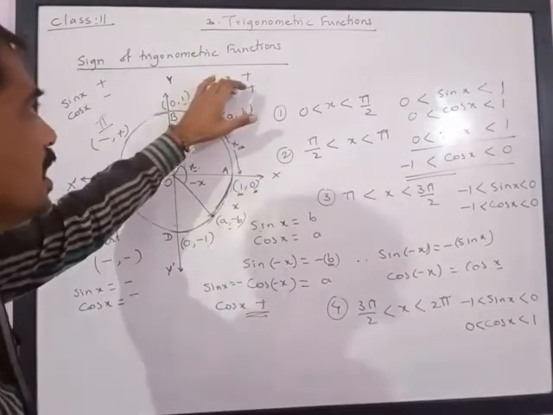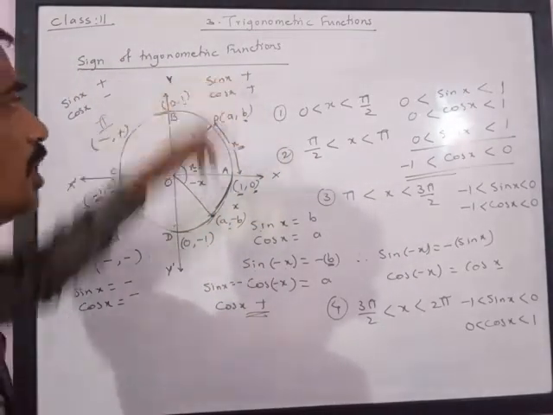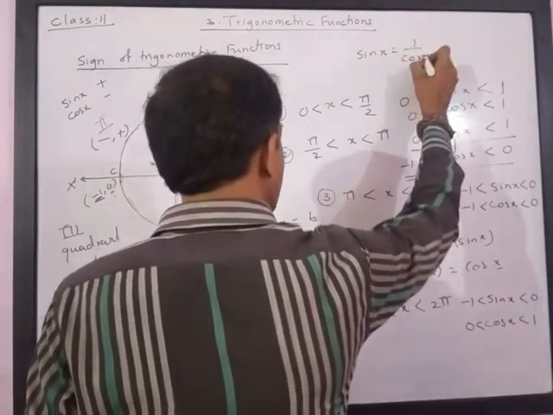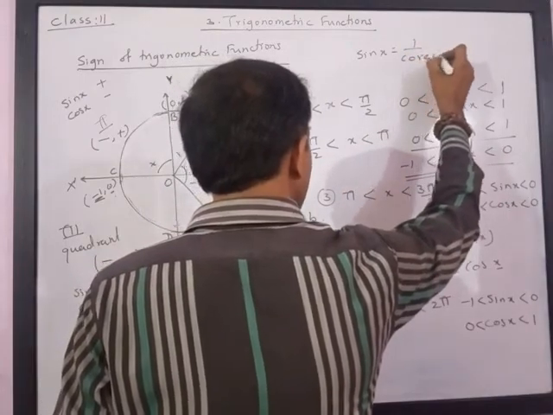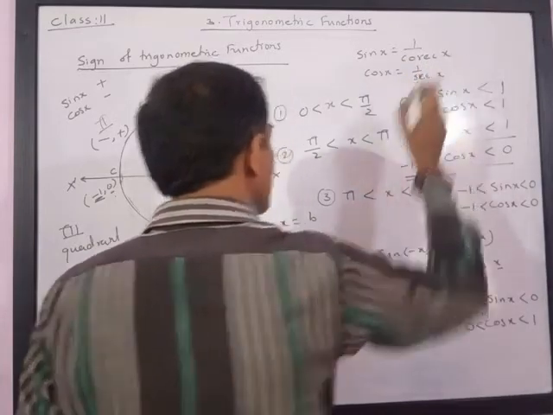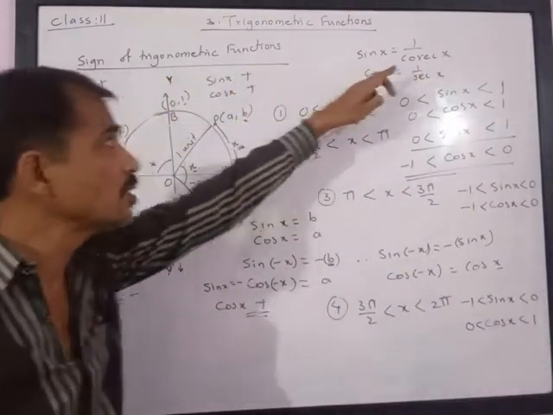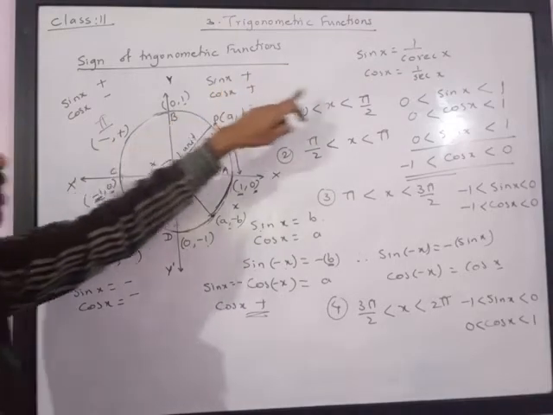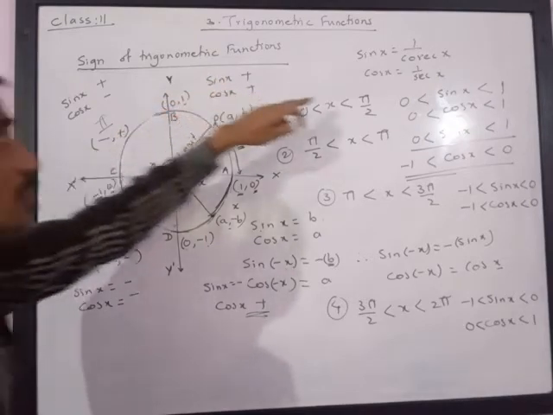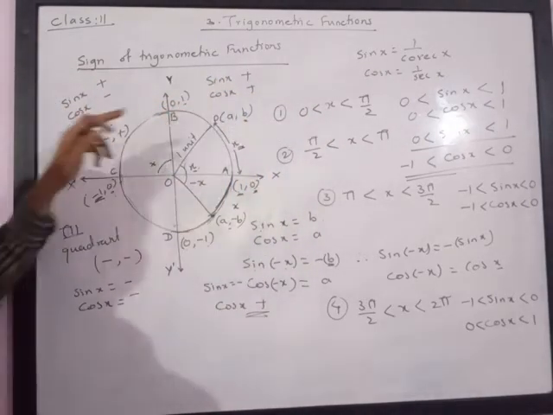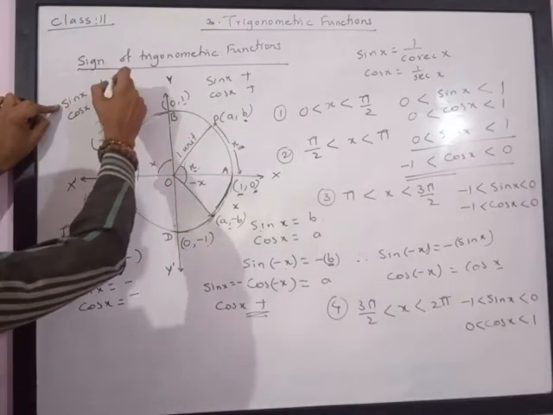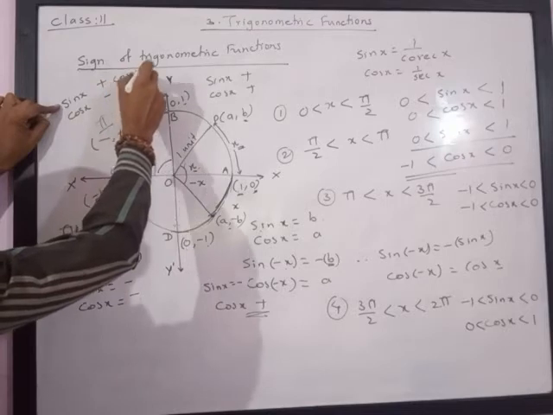See here, sin x is positive, cos x is positive. We have already studied that sin x is equal to 1 upon cosec x, and cos x is equal to 1 upon sec x. So if sin x is positive, cosec x will also be positive. If cos x is positive, sec x is also positive. So see here, sin x, cos x, cosec x and sec x are all positive. Here sin x is the inverse of cosec x. So if sin x is positive, cosec x is also positive.